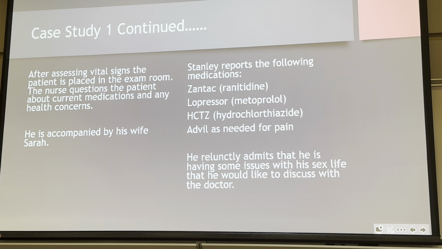Looking at his medication list, what can we assume that he has a history of just based on his medication? Okay, hypertension, GERD, and then we probably need to do a little questioning on why he's taking Advil. If he's mentioning it, he's probably taking it pretty frequently, so why is he having to take that, okay?